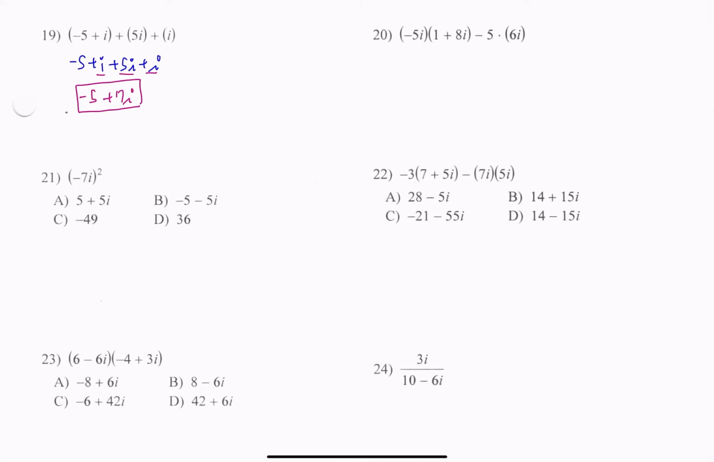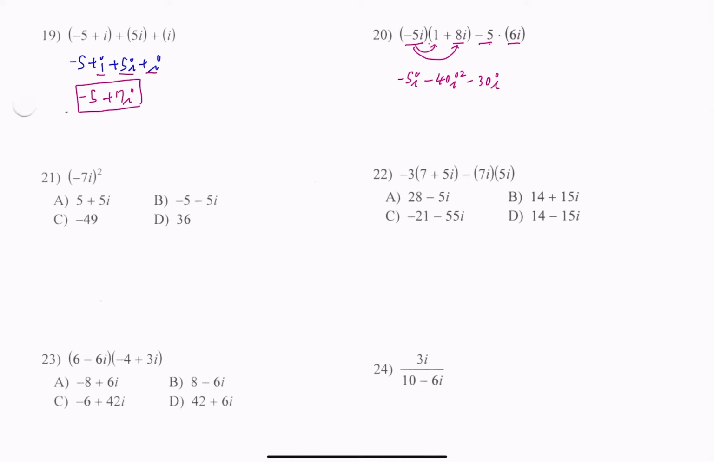Number 20. This is a multiplication case. Negative 5i times parenthesis 1 plus 8i. So you distribute negative 5i to these two numbers. Negative 5i times 1 is negative 5i. Negative 5i times 8i is negative 40i squared. And then you multiply negative 5i and 6, which is negative 30i.